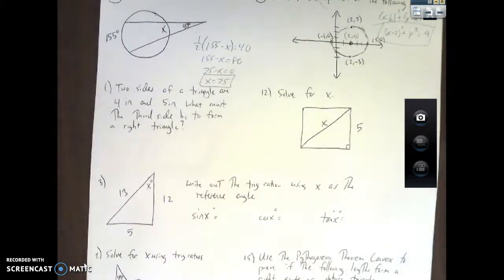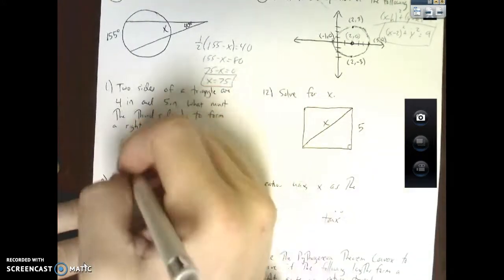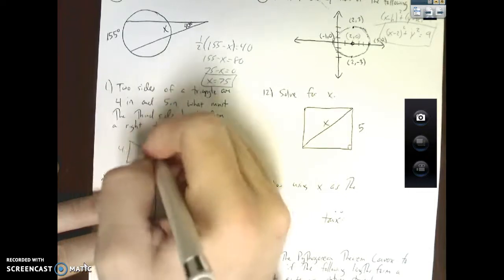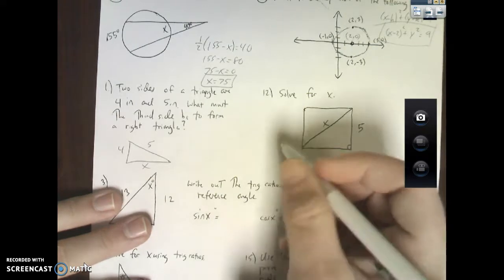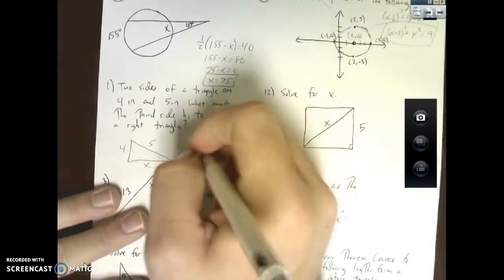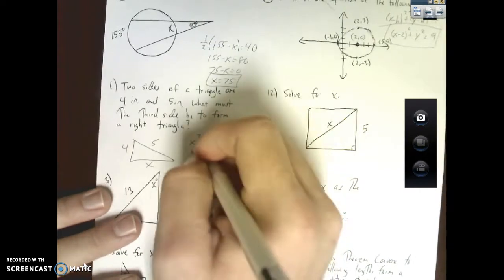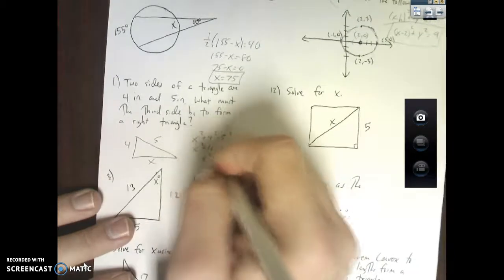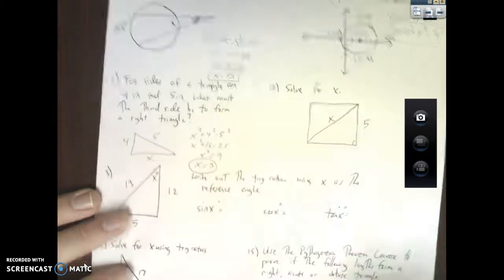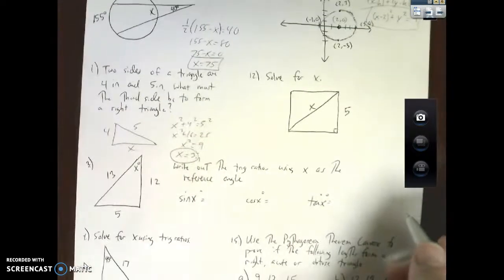Two sides of a triangle are 4 inches and 5 inches. What must the third side be to form a right triangle? Okay. So here's 4 and 5. Third side must be, let's see here, x squared plus 4 squared equals 5 squared. So we got x squared plus 16 equals 25. Subtract that over. Square root it. It's a 3, 4, 5. There you go, 3 inches. Looking good.